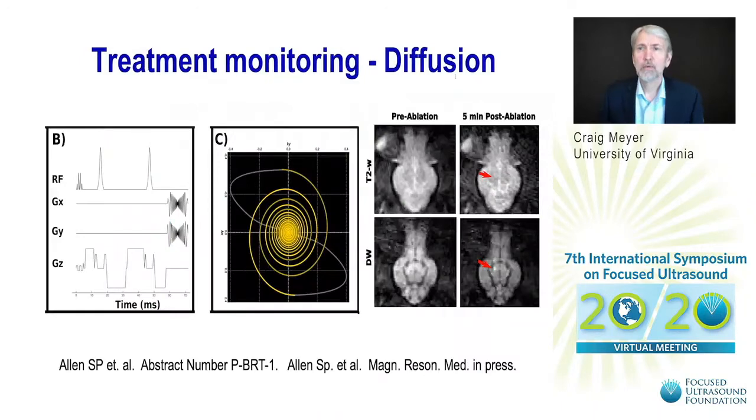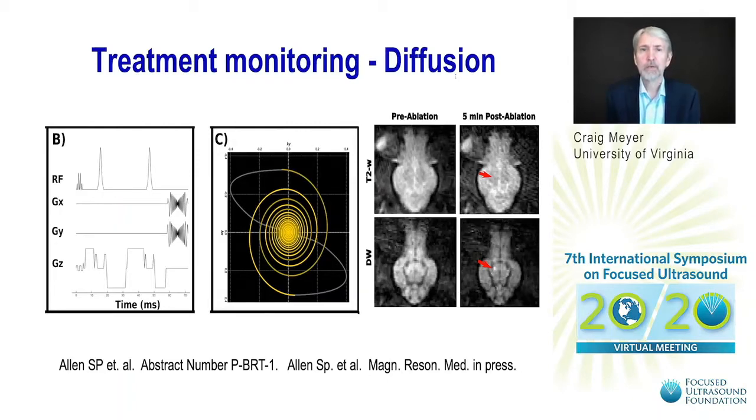Next, I'd like to move on to treatment monitoring. The goal here is to provide guidance to avoid undertreatment or overtreatment. Diffusion may be an early marker of ablation, much as it is an early marker of stroke.